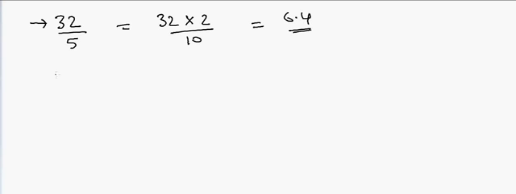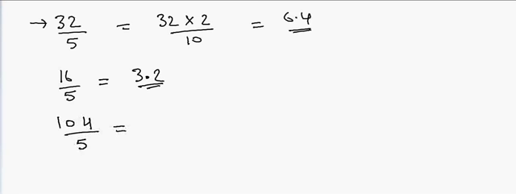Another example: suppose I have 16 and I want to divide by 5. The answer is 2 times 16 is 32 and then put a decimal here. So that's your answer. Again, if I have 104 to divide by 5, what would be the answer? 2 times 104 is 208, then a decimal here. That's your answer.